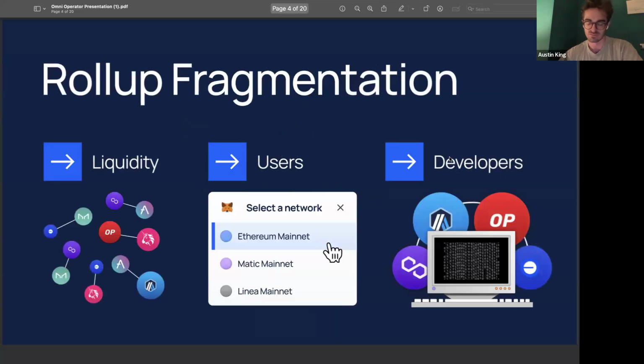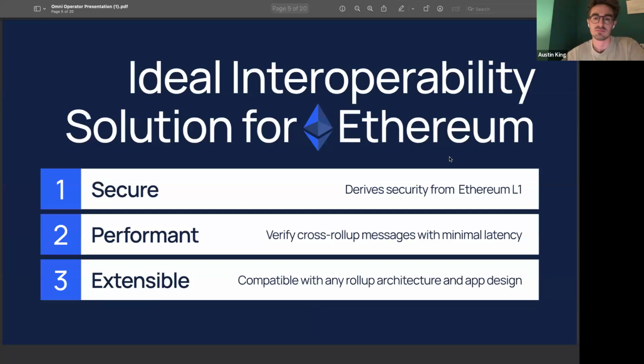So we very much see rollups as the end game of scaling on Ethereum, at least in terms of the structural format. But like I've said over this call, this is causing issues of fragmentation everywhere, both for users and for developers. And so the way that we approached this problem when trying to solve it for ourselves was: what would the ideal interoperability solution for Ethereum look like?